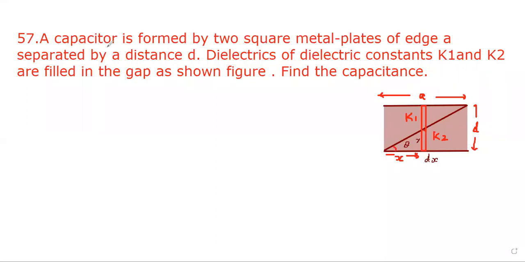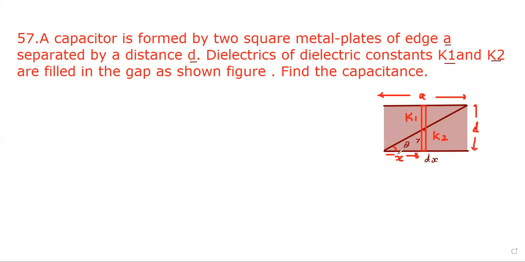Question number 57. A capacitor is formed by two square metal plates of edge A separated by distance D. Dielectrics of dielectric constants K1 and K2 are filled in the gap as shown in the figure. Find the capacitance. Here, this portion is filled with dielectric constant K2 and this portion is filled with dielectric constant K1, and the plate edge is A.